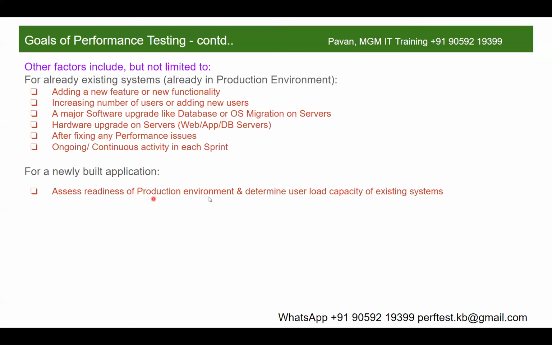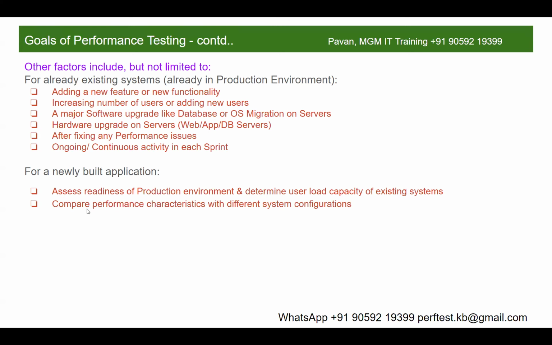Okay. Assess readiness of production environment means how ready the application is to go live. That is what assess readiness of production environment is, isn't it? And determine the user load capacity of the existing system. Means there is a brand new application. Suppose you want to see how much user load that application can support. If you want to determine how much user load capacity that application has, then we do this performance testing, right? That is one reason for doing performance testing.